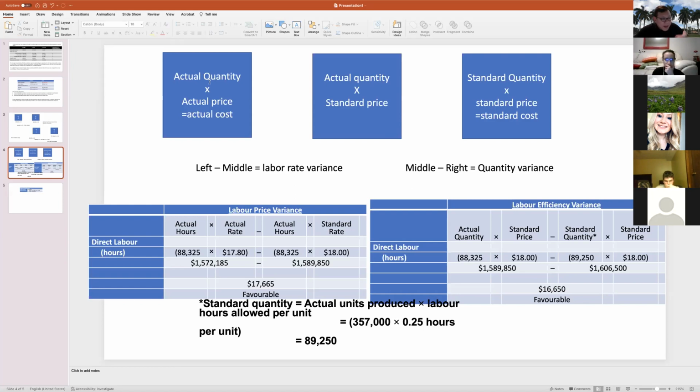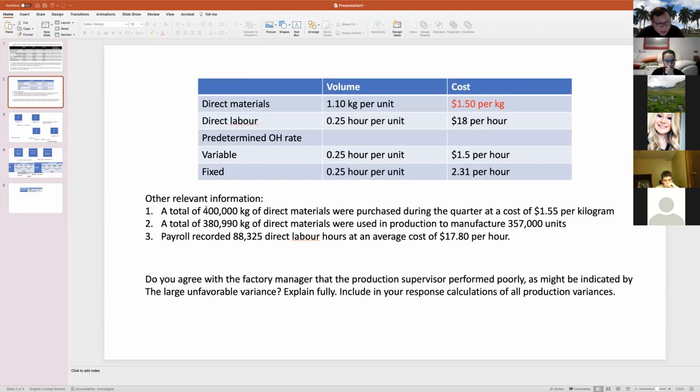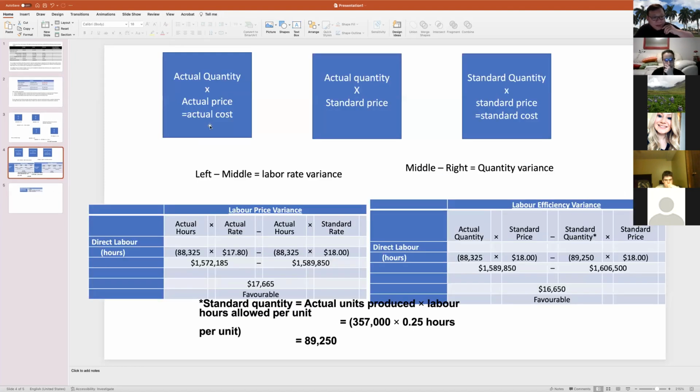So now what's my actual quantity, right? You just have to be able to pull this information out from the question. What is my actual direct labor hour? Let's see. The payroll recorded 88,325 direct labor hours, right? This is actual direct labor hour. So 88,325. That's the actual.